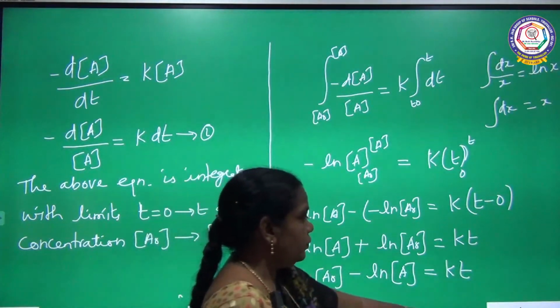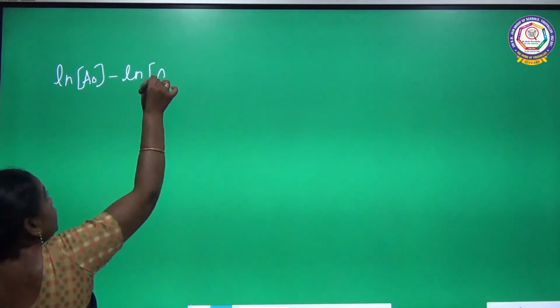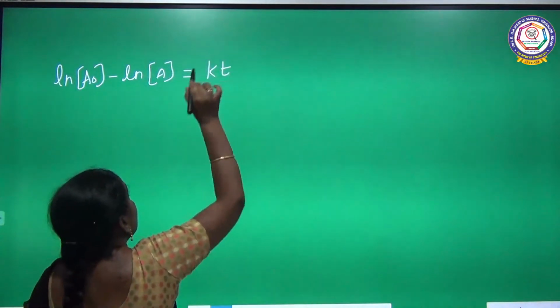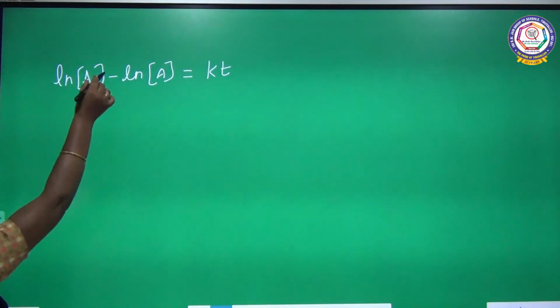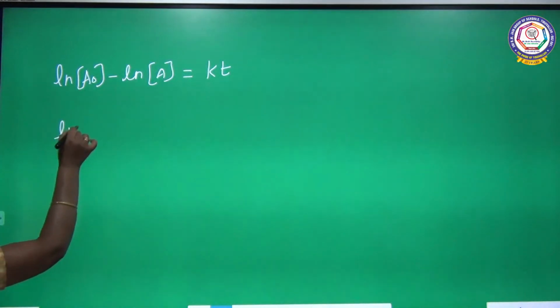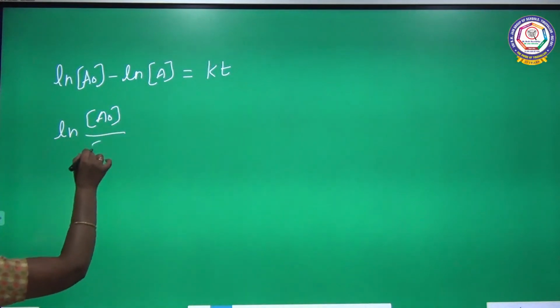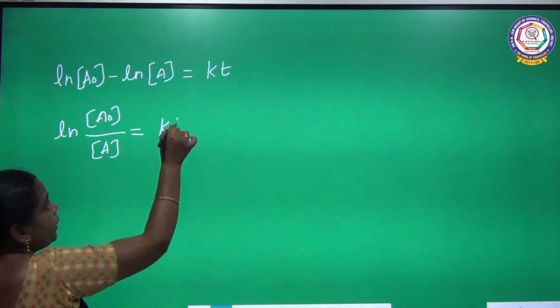So next, ln of A0 minus ln of concentration of A equal to K into t. Based on the logarithmic law, you can rewrite this equation as ln of A0 by concentration of A equal to Kt.